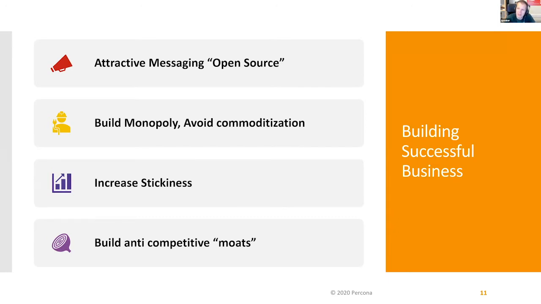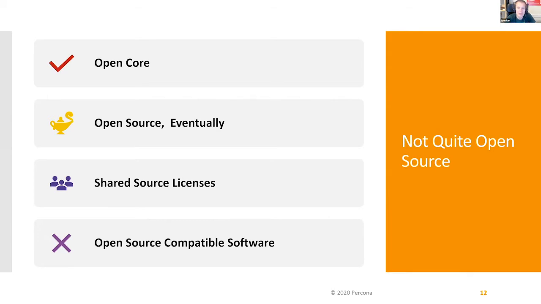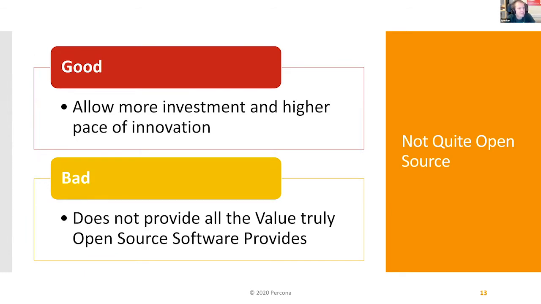All the stuff you can hear in a business school. And I think what is interesting here is that a lot of those really go in conflict with the traditional romantic open source software values. What that also created is a number of business models, right, which go around open source and often use open source for marketing, but are not completely open source, such as open core software, open source eventually, shared source licenses, open source compatible software, and so on and so forth, right? And with that not quite open source software, we have both positives and negatives coming in, right?